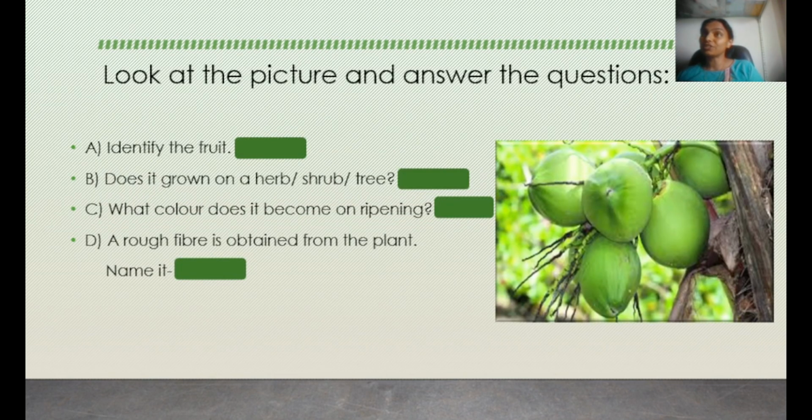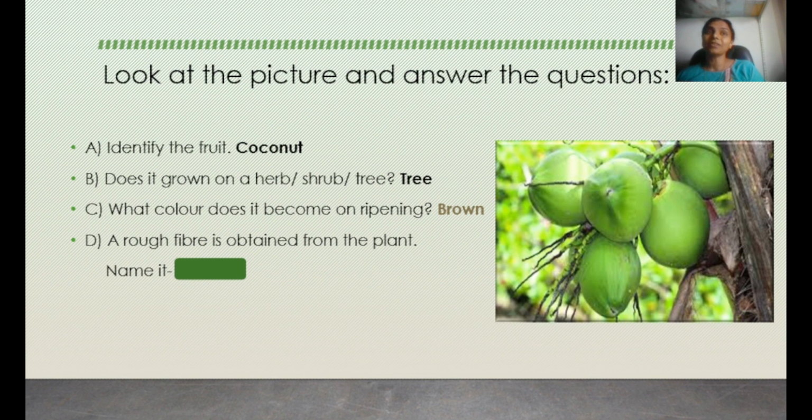So look at the picture and try to answer the questions. Can you identify the fruit that is here? Yes, it is a coconut. Does it grow on a herb, a shrub, or a tree? Now, if you remember, in lower classes, we've learned that a plant can be a herb, a shrub, or a tree, or a climber, or a creeper, depending on the thickness and the strength of its stem. So, on what kind of a plant do coconuts grow? Yes, it is a coconut tree. What color does it become on ripening? On ripening, the color of the coconut becomes brown.